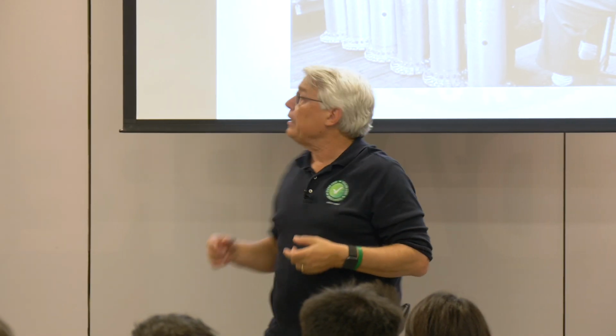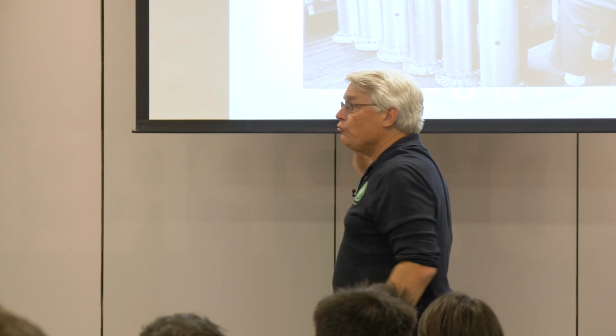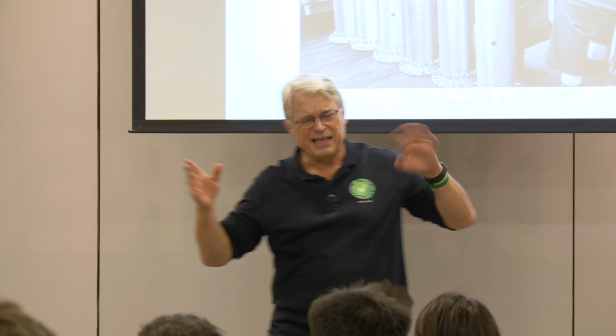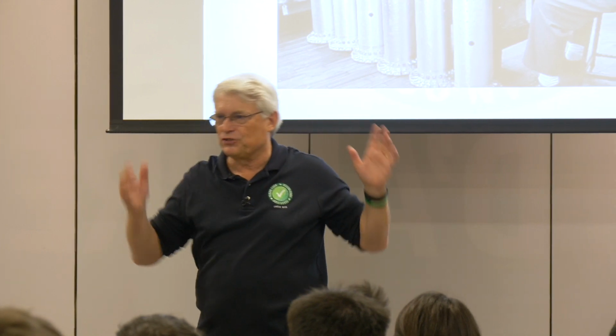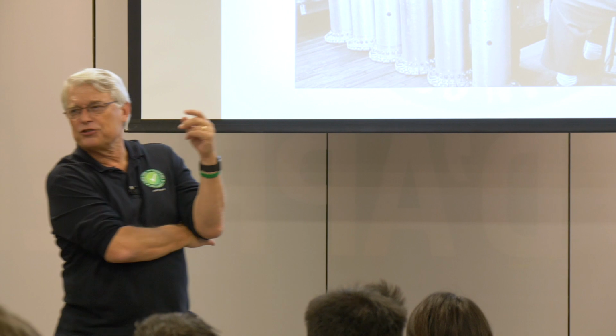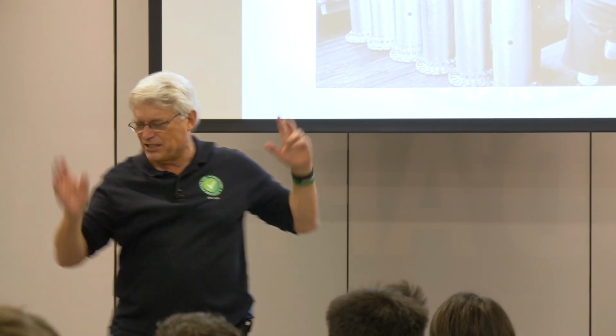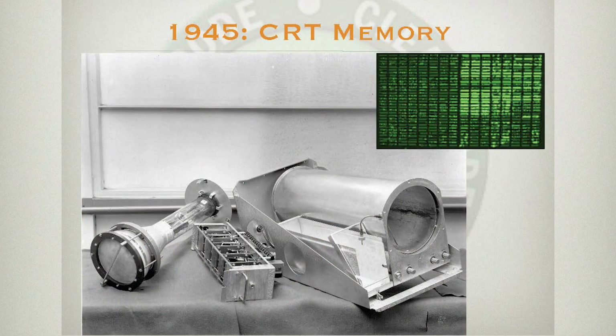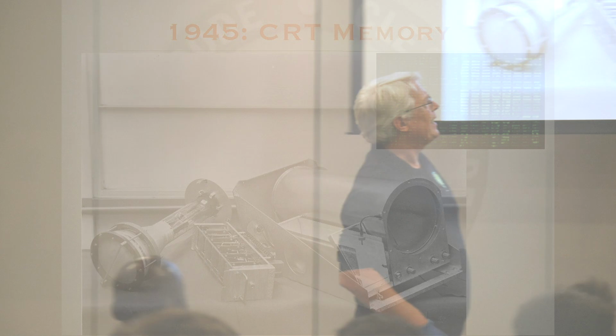They got that working. This computer had 1024 words of 22 bits. They didn't know about bytes. They were just trying to store bits. And it worked. It was fine, except that every time a truck went by, it shook the mercury and messed everything up. So they had to eventually stop using mercury delay lines, and they fell back on this approach. And this approach is a cathode ray tube.